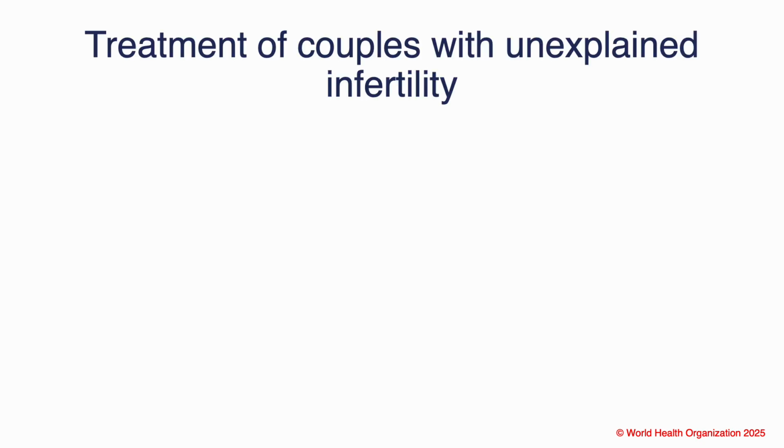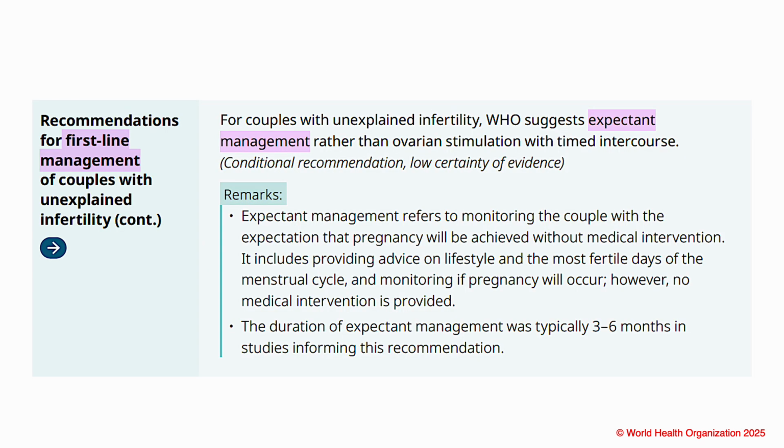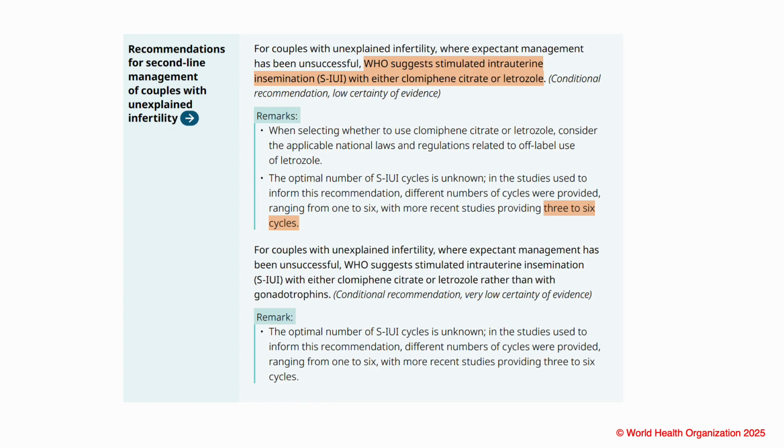Treatment of couples with unexplained infertility. The first line management is expectant management. The second line management is stimulated intrauterine insemination with either clomiphene or letrozole. How many cycles? Up to 6 cycles. 3 to 6 cycles is something which is given to the patients.